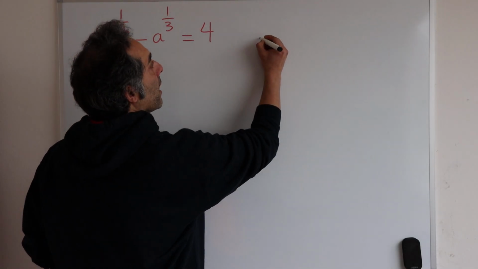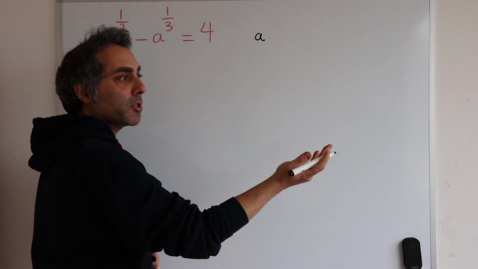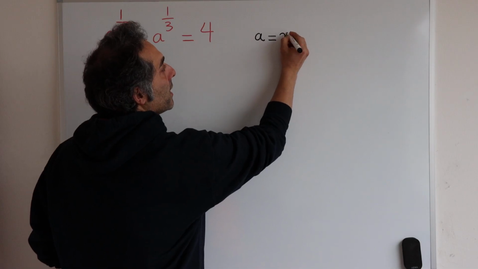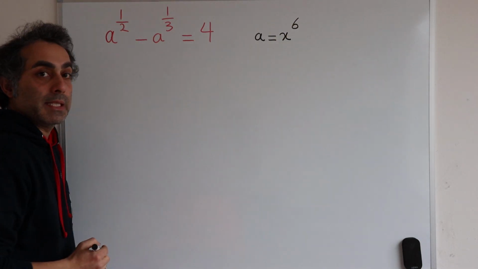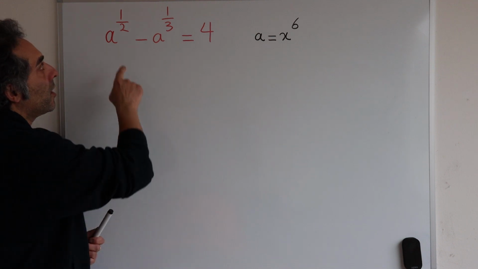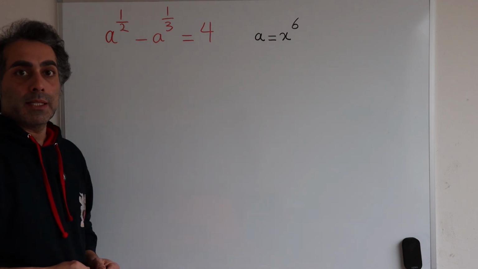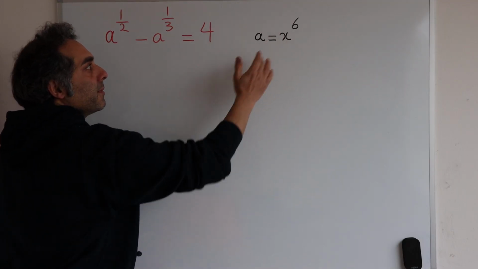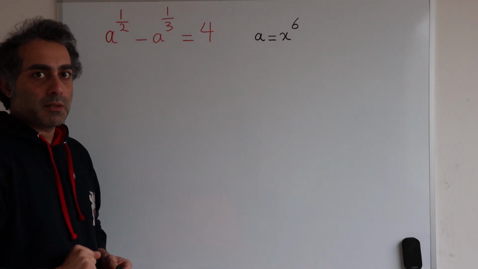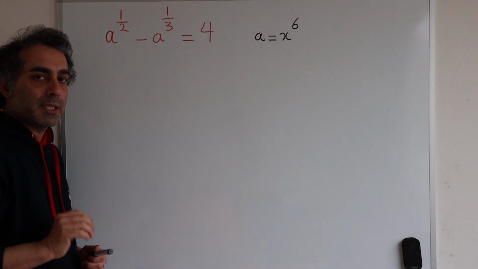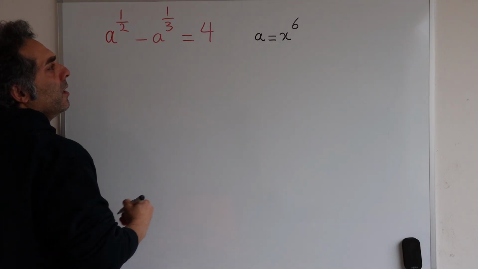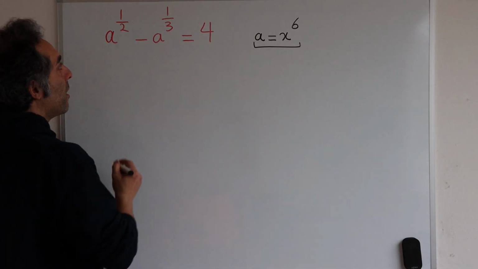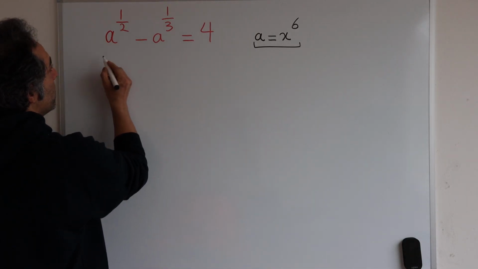I reintroduce a with a new parameter like x to the power of 6, because the common denominator is 6 here. 2 times 3 is 6. You can see it gets your solution very simple. I just replace a with this new parameter in this equation.